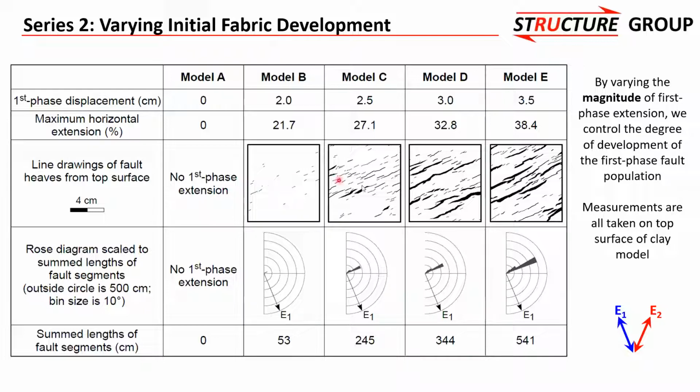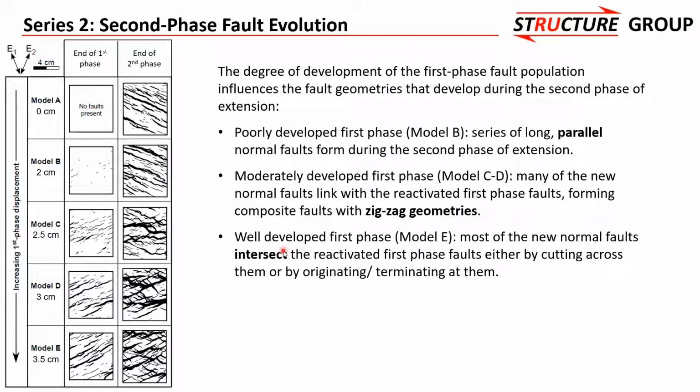And after documenting this and the differences between the initial fault fabric, I extended the model for the same magnitude in the second phase extension. So each of the models underwent the same conditions during the second phase. And in this table here, I have the end of the first phase, again referenced, and then next to it I have the end of the second phase of the same area of the model showing the fault patterns. And what you can see is they look different.